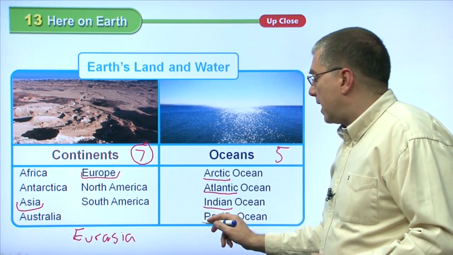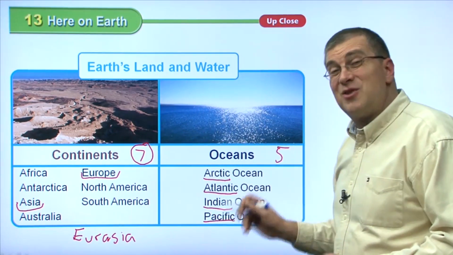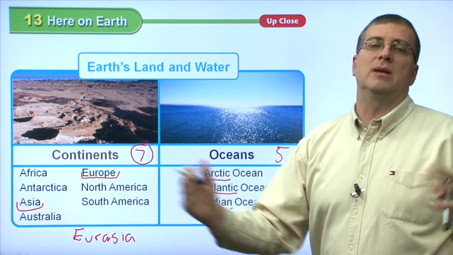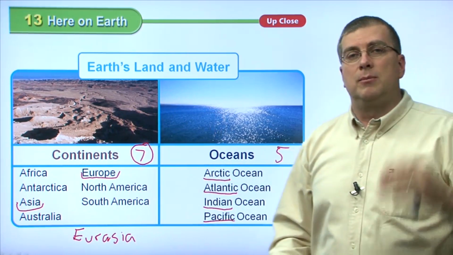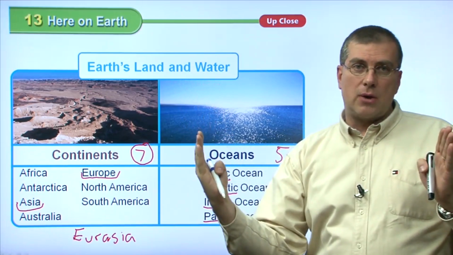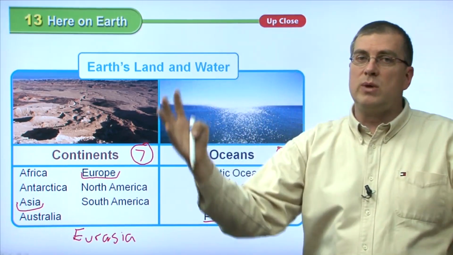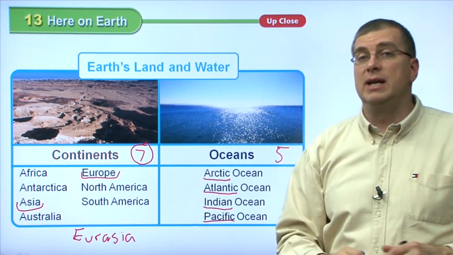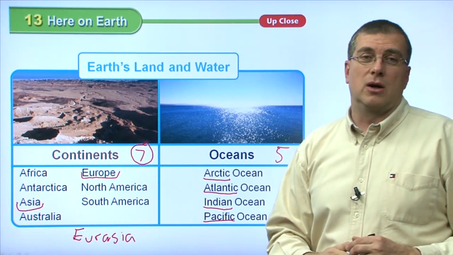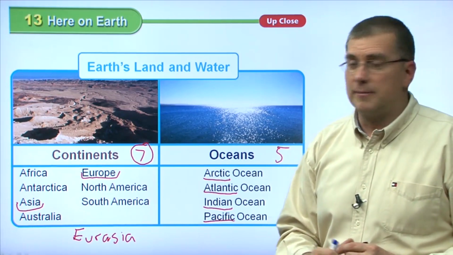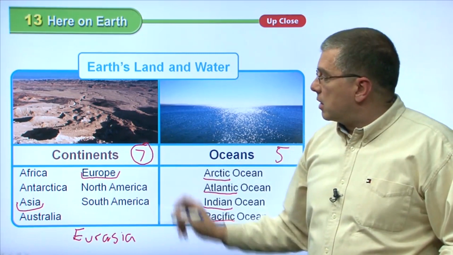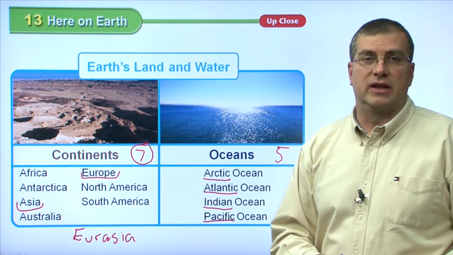Then we have, finally, the Pacific Ocean. That's the biggest ocean on Earth. It's huge, really, really big. That is the ocean between Asia, North America, and also Australia and South America, right? And there's a lot of islands in the Pacific Ocean, but it is the biggest ocean on Earth. And that is the Pacific Ocean. So there are 5 oceans, and in America we say that there are 7 continents.